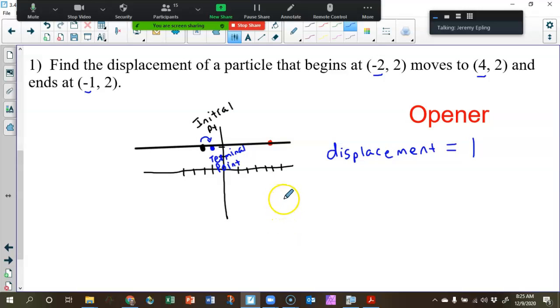Now, if you would prefer to do this as a subtraction algebra problem as opposed to a picture problem, you can. There's nothing wrong with that. We ended at -1, so take where we ended, subtract where we started. We started at -2. And when I subtract those, I'm going to get positive 1. There's nothing at all wrong with that as we deal with our displacement. Any questions at all there with your opener?